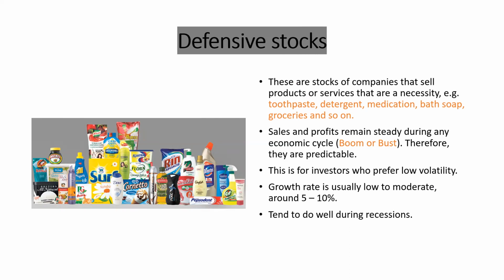These companies are for investors who prefer to have low volatility in their portfolios and are okay with receiving moderate returns of 5 to 10%. These stocks tend to do well during a recession. Why? Because when people anticipate a recession, they normally put their money in defensive stocks because they know that defensive stocks are a safe haven and will do well during a recession. As they pump money into these stocks, their price or value goes through the roof.